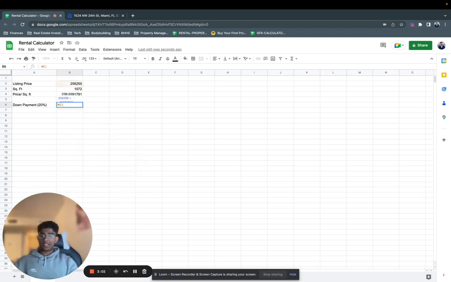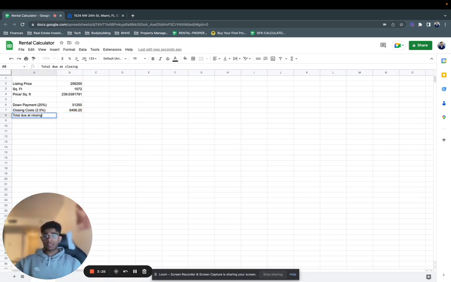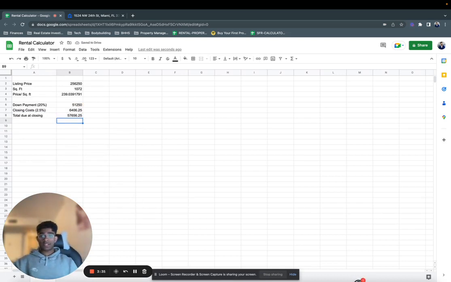So this would just be the listing price times 20%. Next thing is the closing costs on the property. Closing costs I estimate at 2.5% of the purchase price. So B2 times 0.025. And then we calculate the total due at closing to be those two values added together. $57,656.